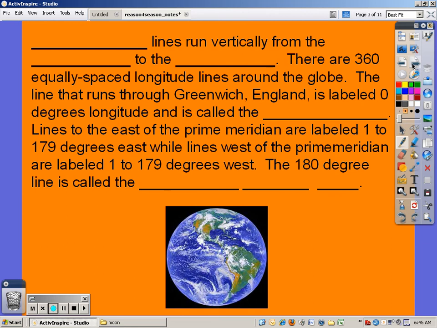Longitude lines. Longitude lines run vertically from the North Pole to the South Pole. There are 360 equally spaced longitude lines around the globe, 360 degrees, a complete circle. The line that runs through Greenwich, England is labeled 0 degrees longitude and is called the prime meridian.